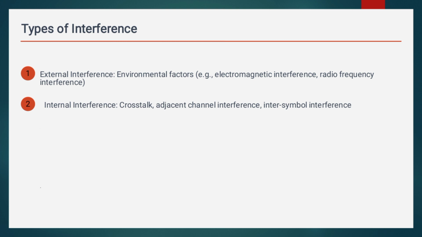Now the internal interference, what is it? This occurs within the communication system itself. It can result from signal reflection, crosstalk between closely spaced wires or channels, or inter-symbol interference caused by multipath propagation in wireless communication. So crosstalk, adjacent channel interference, inter-symbol interference, etc.